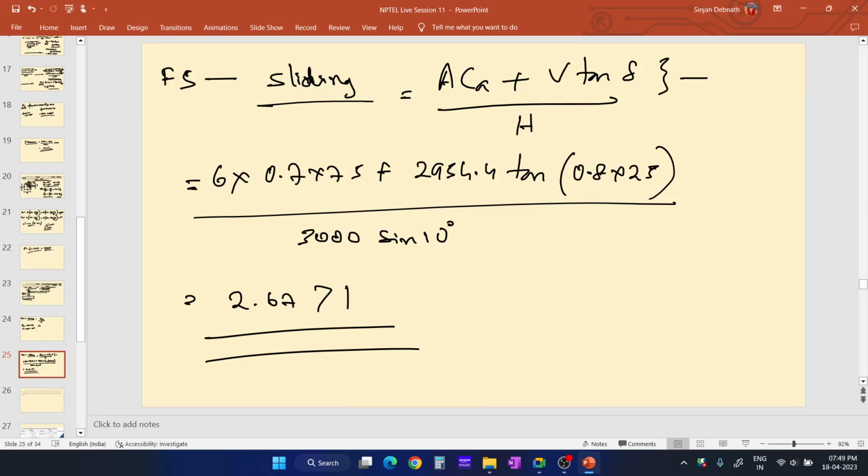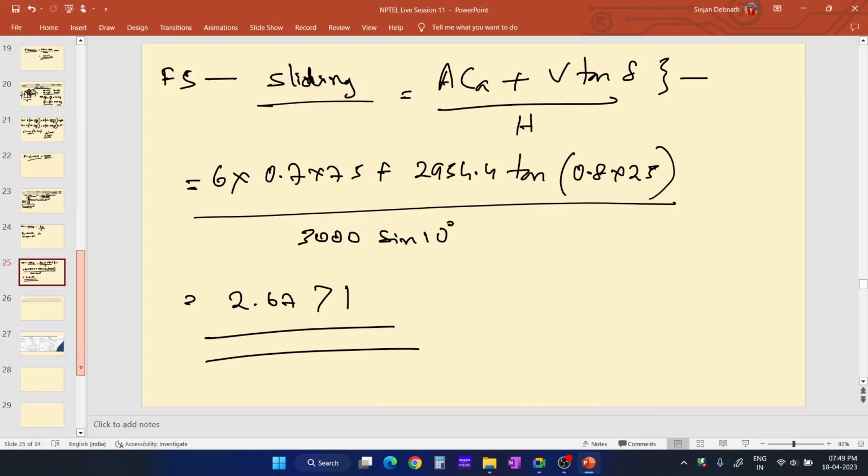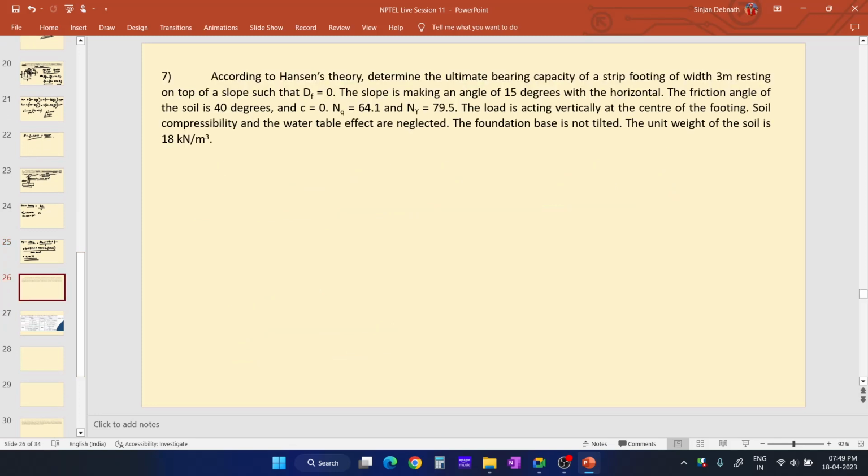And there is another problem left, the last problem. Let me just solve that problem. According to Hansen's theory, determine the ultimate bearing capacity of a strip footing of width 3 meter resting on top of a slope such that Df is equal to 0. Fine. So a footing is resting on top of the slope, and we need to determine the ultimate bearing capacity of the strip footing using Hansen's theory. The slope is making an angle of 15 degrees with the horizontal, and the friction angle of soil is 40 degrees. C is equal to 0, N C is equal to 64.1, and gamma is equal to 79.5.